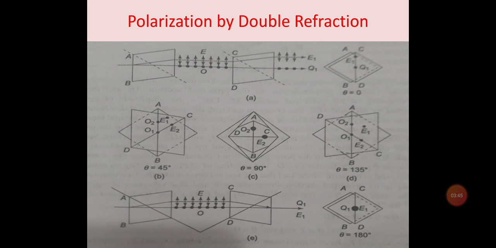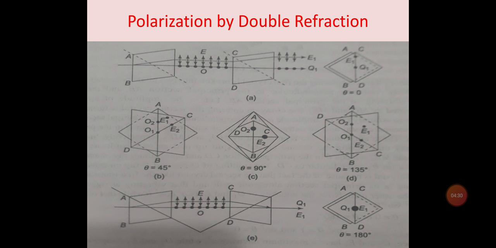On further rotation, when the angle becomes 90 degrees, we again have only two images. The original images O1 and E1 vanish, and the two new images O2 and E2 acquire more intensity and appear. If we rotate the second crystal further, the original images O1 and E1 appear again and start gaining intensity slowly, and the other two images O2 and E2 start fading slowly. At an angle of 135 degrees, as shown in figure D, four images of equal intensity are once again obtained.